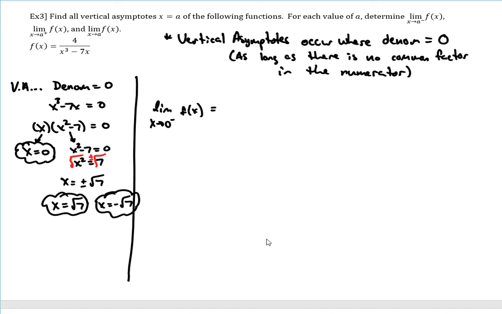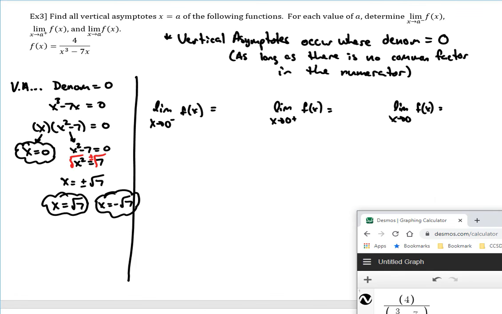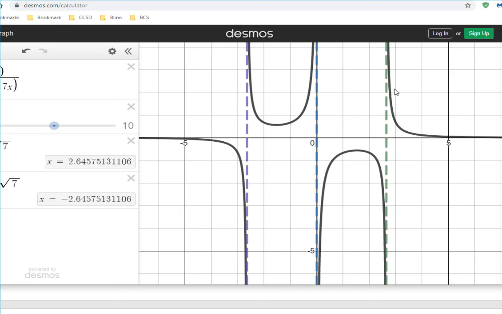And then they want us to do the limit, let's just leave a little space, the limit as x goes to 0 from the right. And then the limit as x goes to 0. Okay, and then that's the picture. That's our graph where we're looking at 0. Okay, so here's our 0 portion.